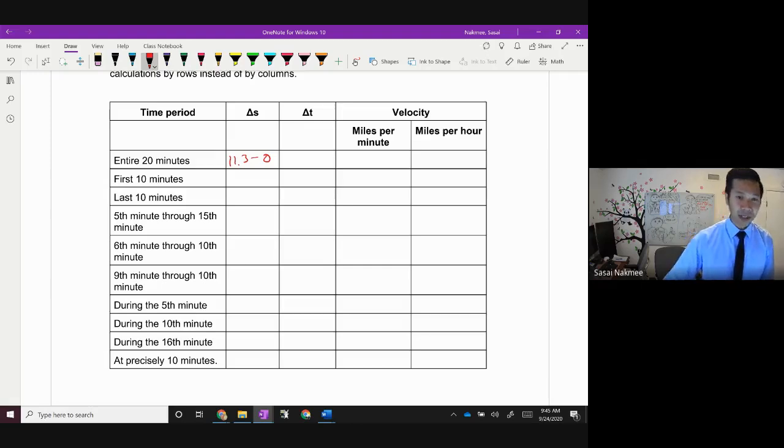So I need to calculate that. And then the change in time. How many minutes was it at the very end? It was 20 minutes, minus, at the very start of it, 0 minutes. Okay?